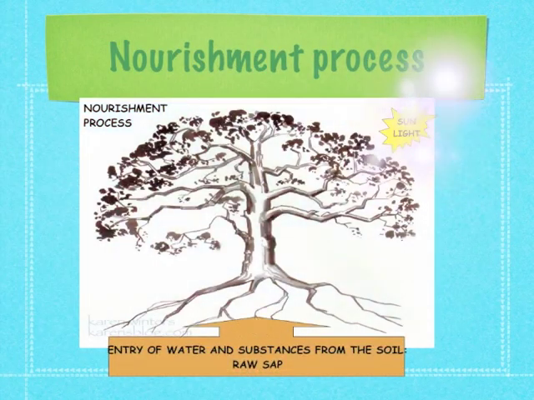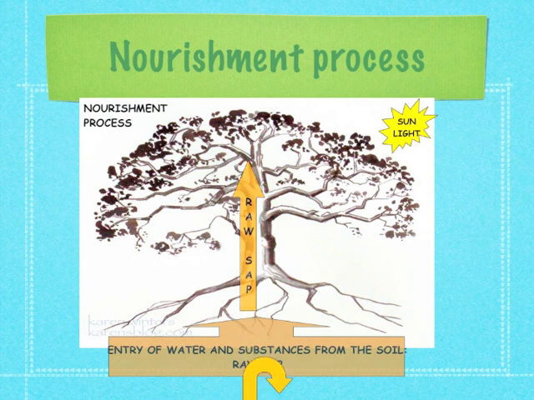Nourishment process. Entry of water and substance from the soil, the raw sap, the process, and the refined sap.